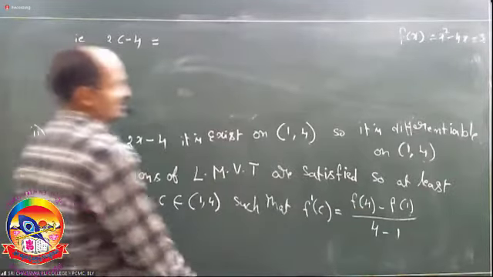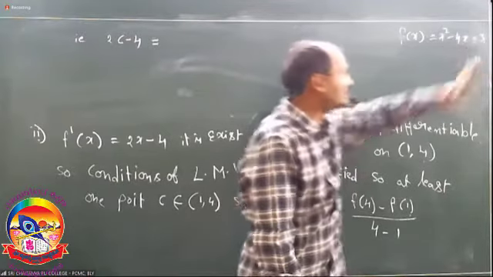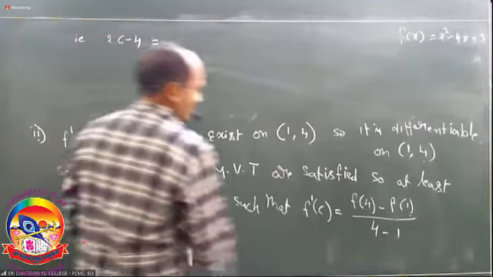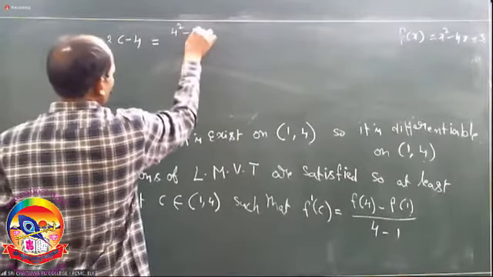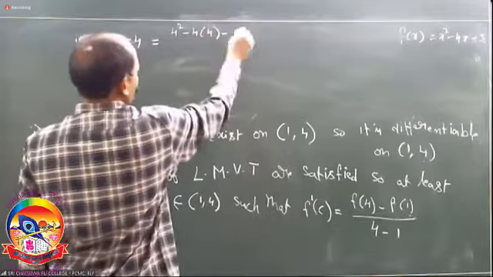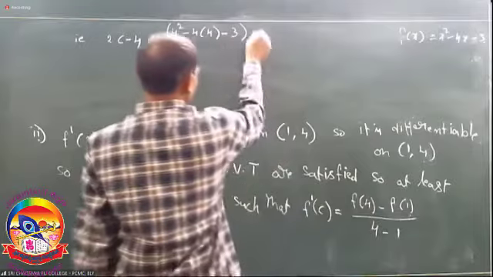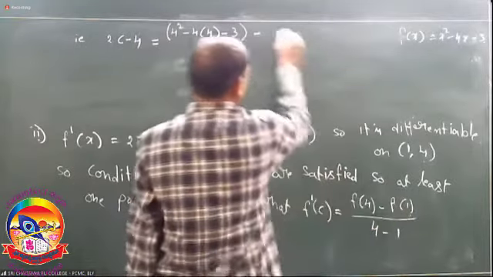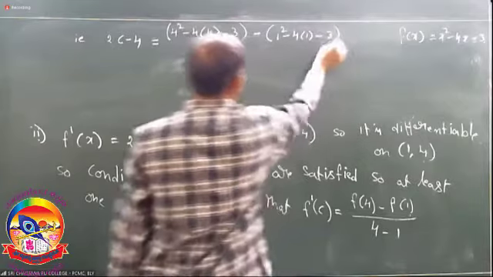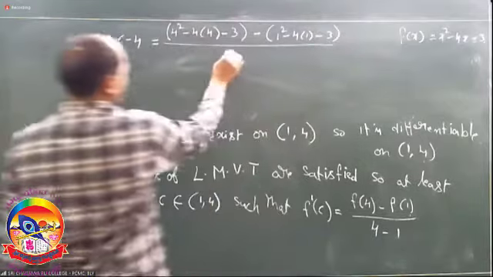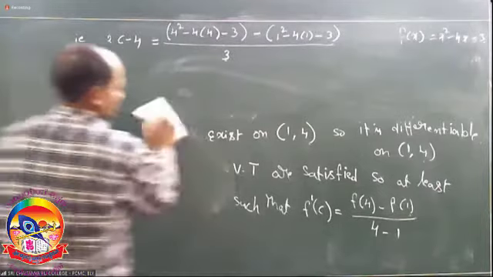First, what is the function? f of x equal to x square minus 4x minus 3. First, calculate the value f of 4. That is 4 square minus 4 into 4 minus 3. Then f of 4 minus f of 1, where f of 1 is 1 square minus 4 into 1 minus 3, divided by 4 minus 1, which is 3.